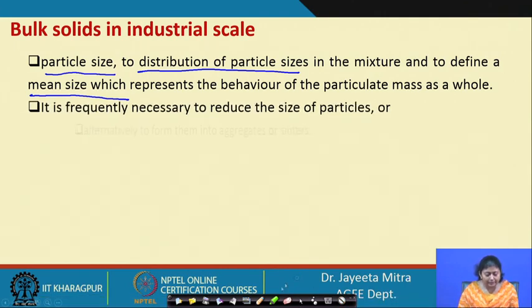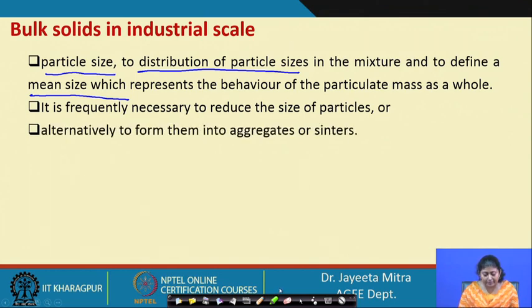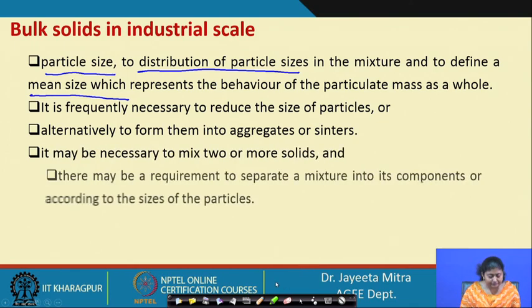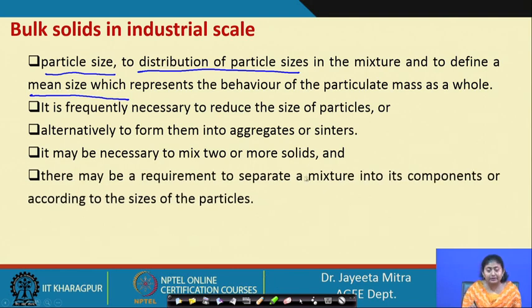So, it is frequently necessary to reduce the size of the particles, or alternatively to form them into aggregates or sinter. So, these are operations we may require on an industrial scale. It may be necessary to mix two or more solids, and in most cases their fraction, size and shape are defined.